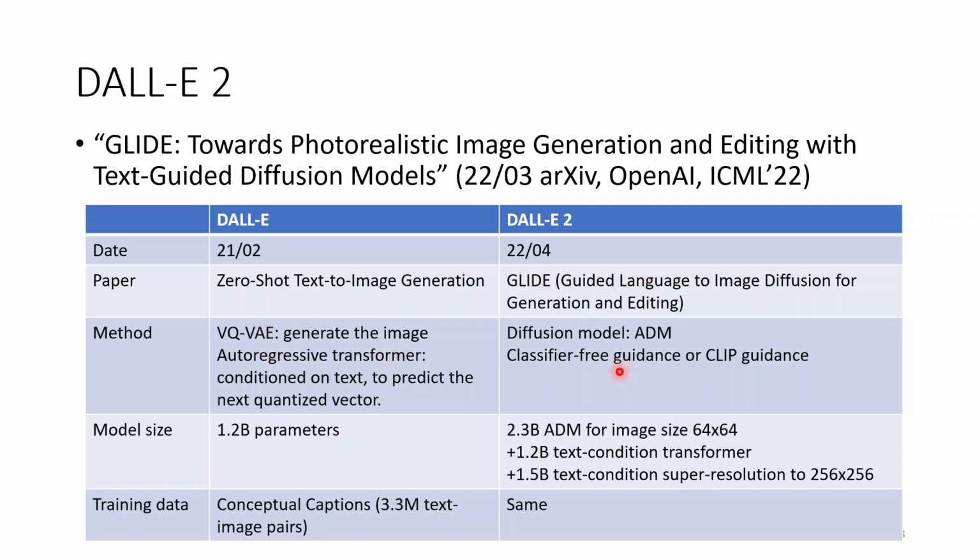So DALL-E 2, because they have the ADN module, has 2.3 billion parameters there. And the ADN module can only generate images of 64 by 64. It's a very small image. So they need 1.5 additional billion parameters to do a super resolution task. And the text conditional transformer, very similar to CLIP, also requires 1.2 billion. So overall, DALL-E 2 needs around 6 billion parameters.